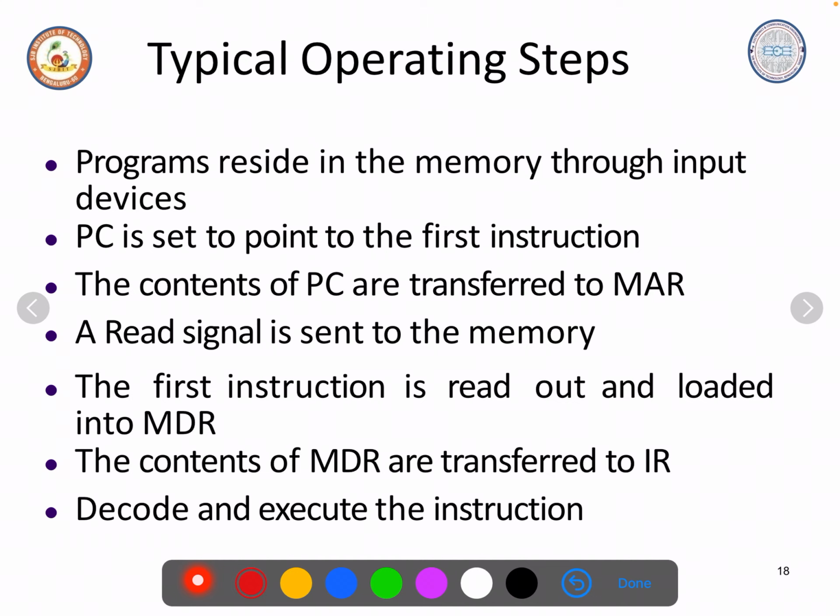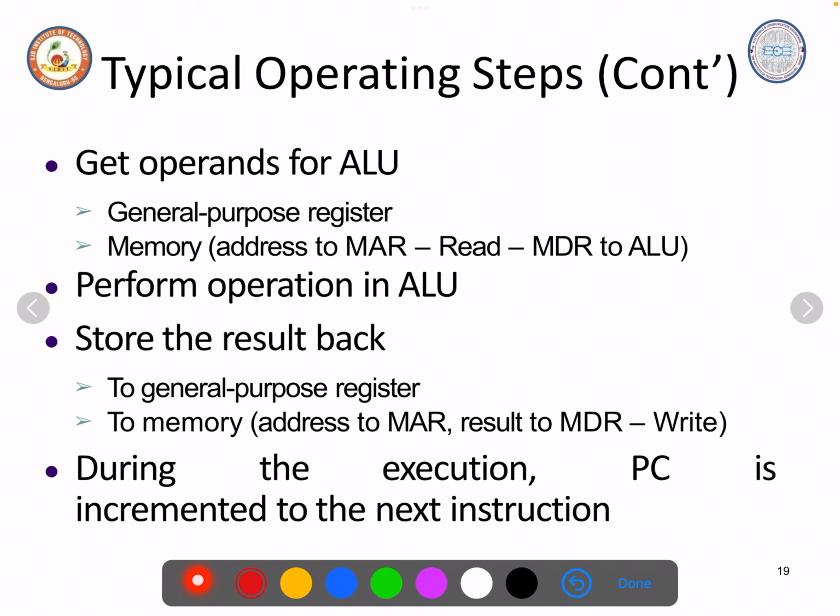Programs reside in the memory through an input device. The PC, program counter, is set to point to the first instruction. The contents of the PC will be transferred to the MAR, the memory address register, and the read signal is sent to the memory. The first instruction is read out and loaded into the MDR. The contents of the MDR are then transferred to the instruction register, IR, the one which has to be executed, and that will be decoded and executed.